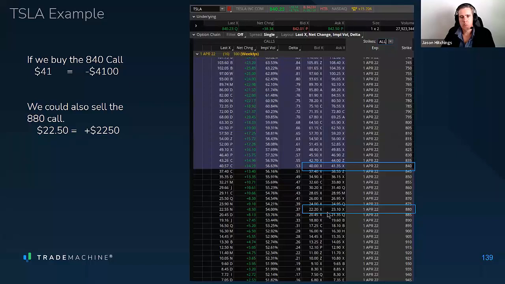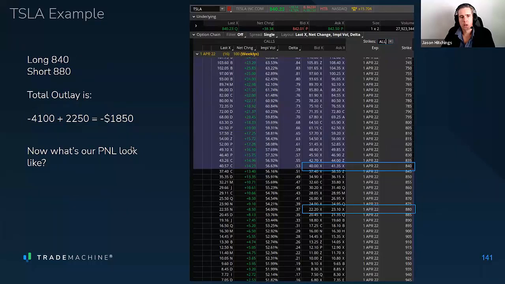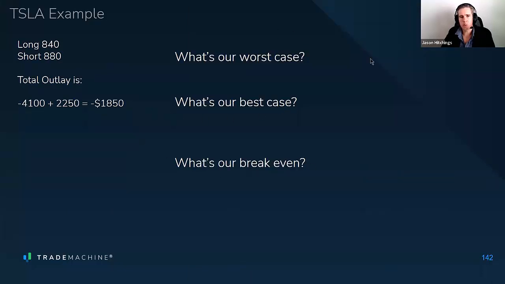And when you're a retailer, you're probably going to be closer to the bid when you're selling. And so we'll say that we can get it for $22.50. So this is the total. We spend $4,100, we collect $22.50, and our total outlay is now $18.50 instead of $4,100. So let's look at how that affects our P&L. Let's think again about what our best case and worst case and break-evens are. The worst case is still that the stock stays below 840 or goes down to 0. Anywhere in there is still our worst case scenario.